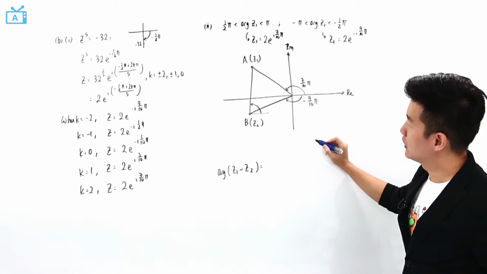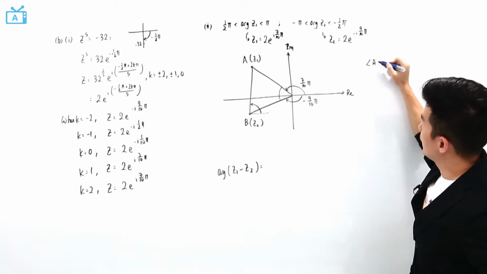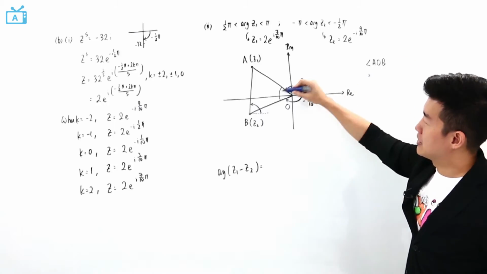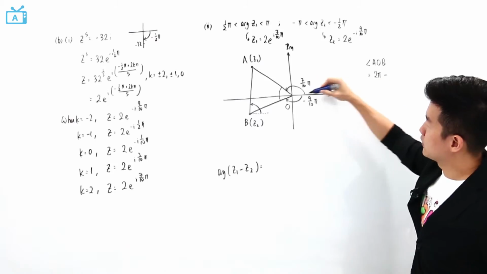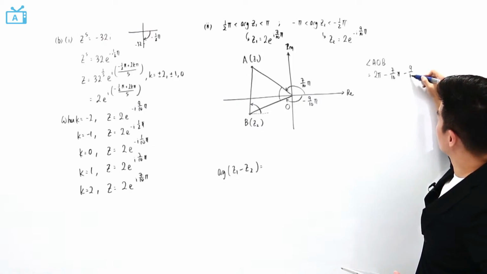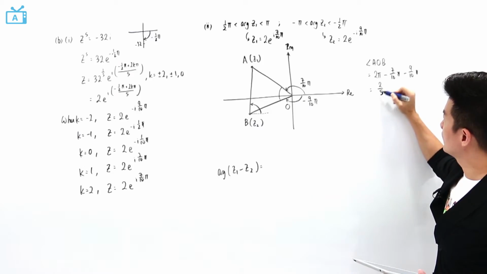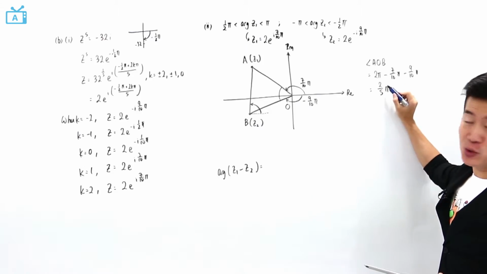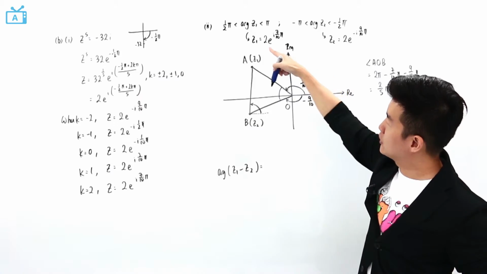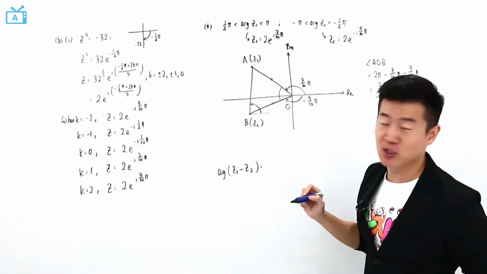And to find this angle, first let me find this angle here. This angle here is angle AOB, if I call the origin O. Angle AOB is 2 pi, minus away this angle, 7 over 10 pi, minus away this angle, 9 over 10 pi. That means this angle here is going to be equal to 2 over 5 pi. And finding this angle will actually allow me to find this angle here, because I know this length here is 2 and this length here is 2.